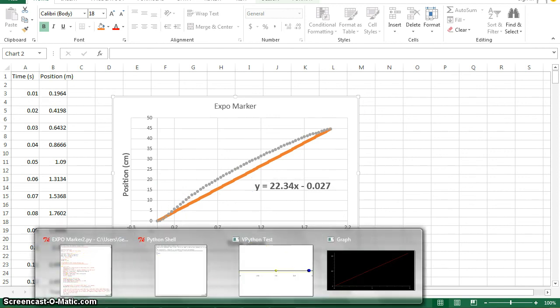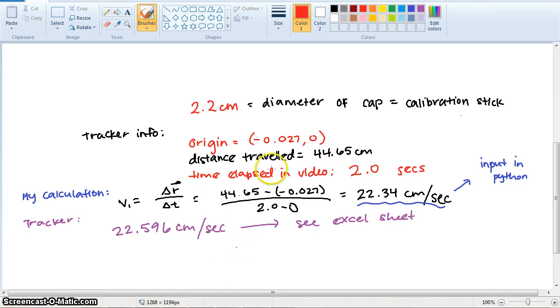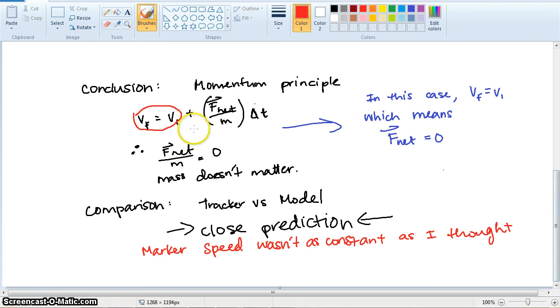In conclusion, I said that ideally the force would equal 0 because it is in constant velocity. However, since my tracker says that my velocity is 22.596, it was not the same as the model's prediction. However, it is very close, and so this is the ideal.